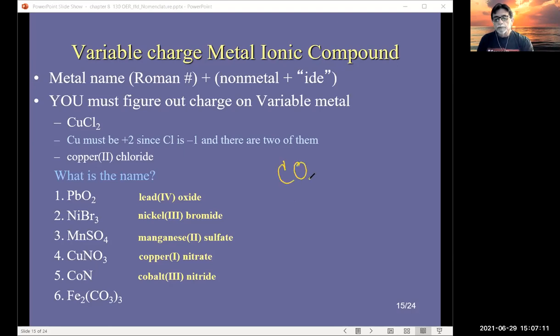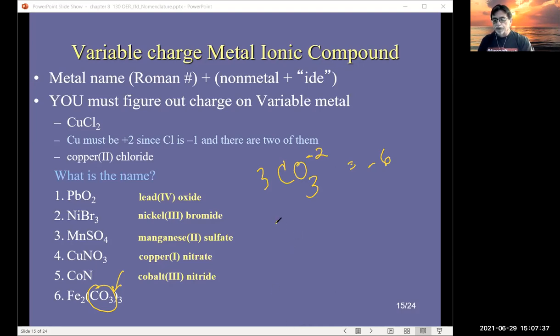The carbonate has a -2. The parentheses tells me I got a polyatomic ion. I go to the table, I find it CO3 -2. The subscript tells me there's three of them. So I got a total of -6 for the three carbonates.